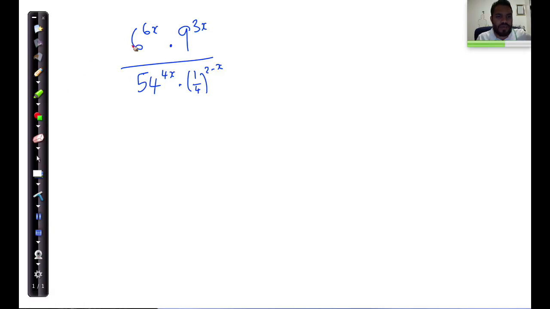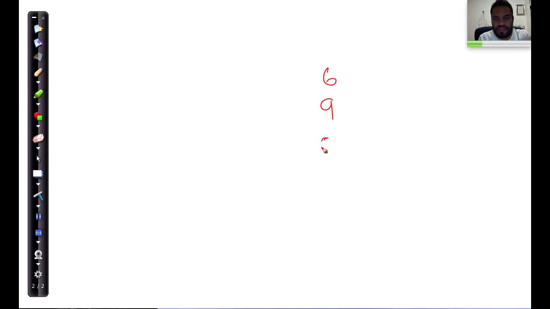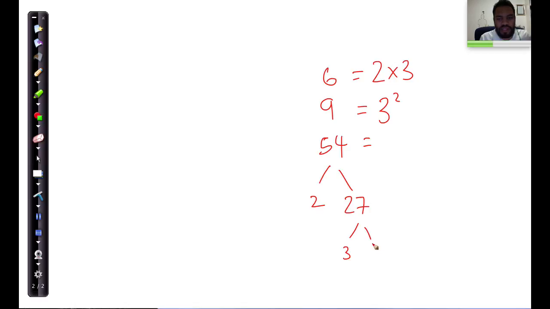So in our particular case, we're going to look at 6, 9, and 54, and we're going to try and prime factorize them first. Okay, so there's 6, there's 9, there's 54. Now there's an easy way to do this on the calculator, which is not what we're going to do over here, because we assume that you've done the mechanical way to say that this is 2 multiplied by 3. This over here is going to be 3 to the power of 2, and this over here is going to be 2 multiplied by 27, and 27 is going to be 3 multiplied by 9, and 9 is going to be 3 multiplied by 3.